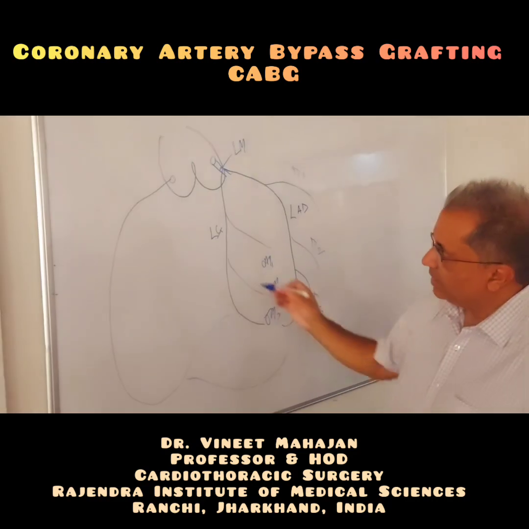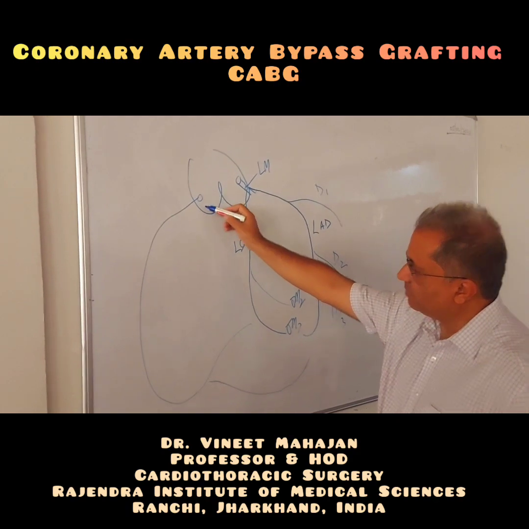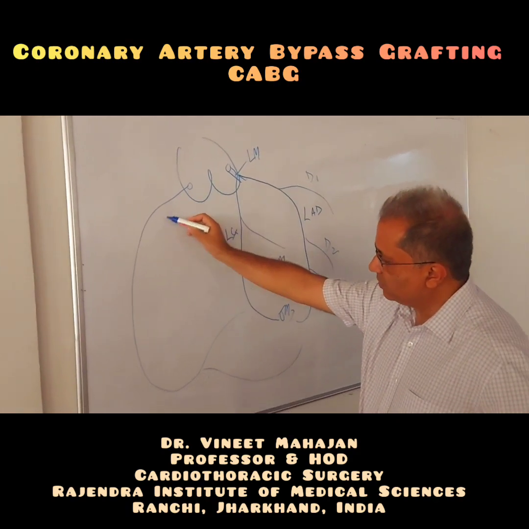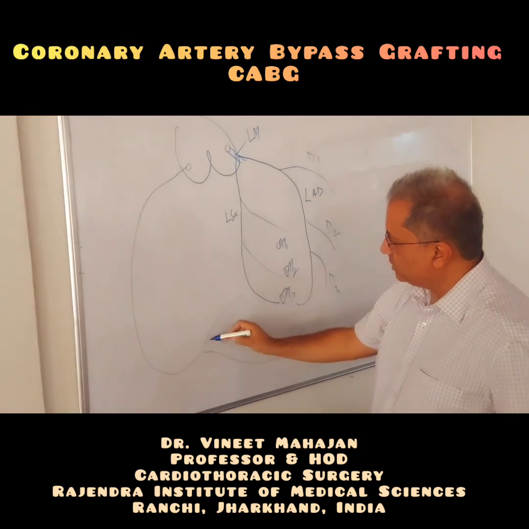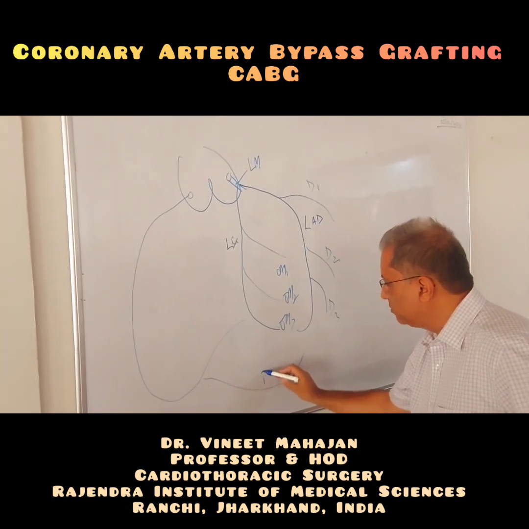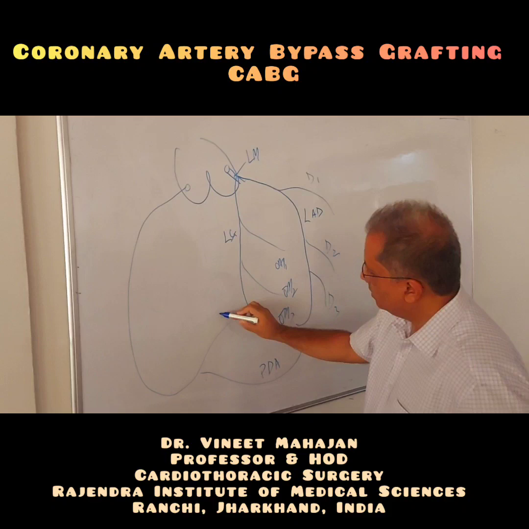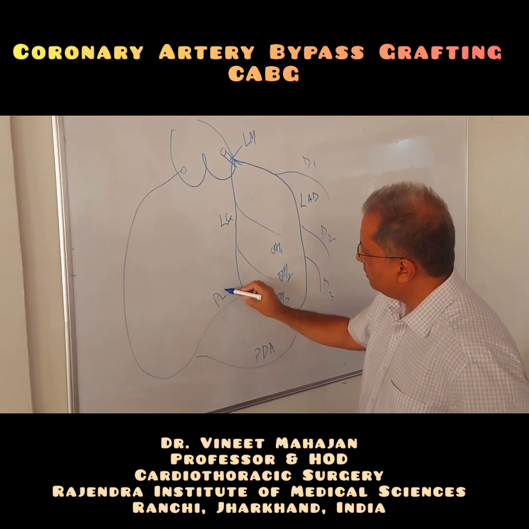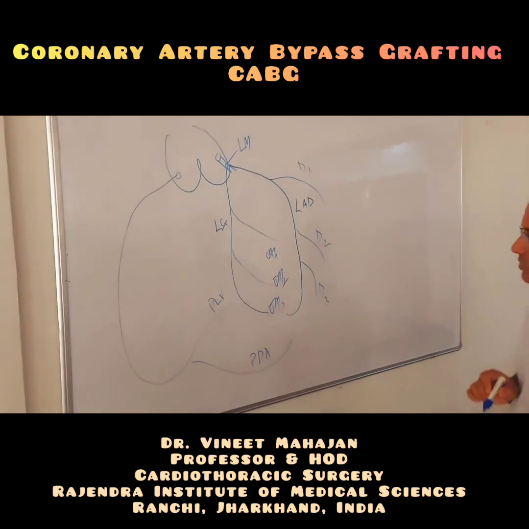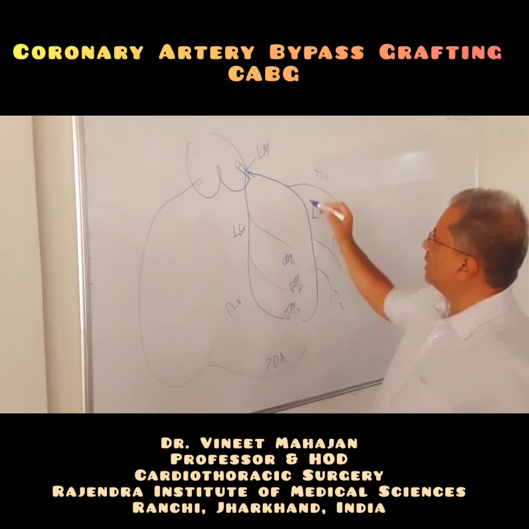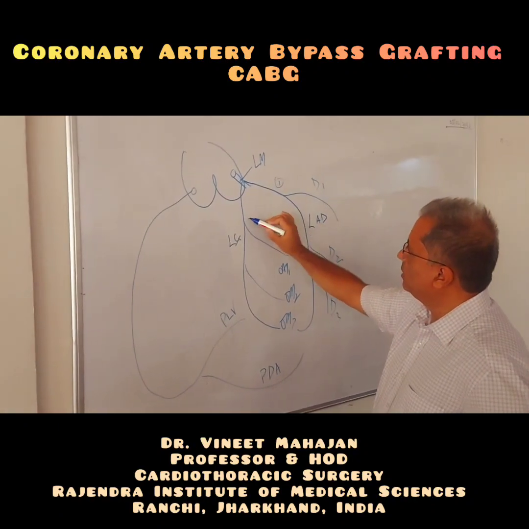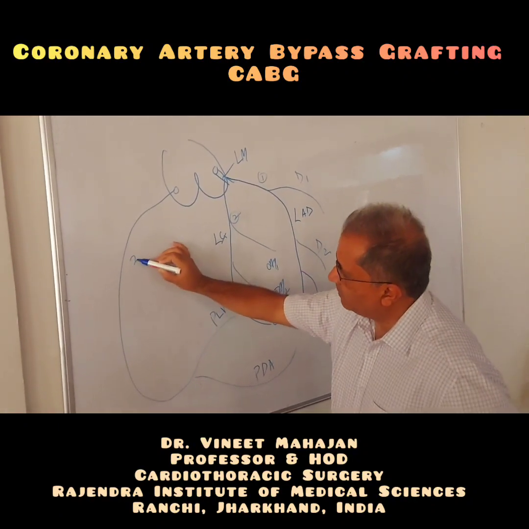This right coronary artery is an artery which comes from the right aortic sinus, goes down and divides into two portions, giving rise to the posterior descending artery and the posterior left ventricular branch. So by this criteria, there are three vessels: 1, 2 and 3.